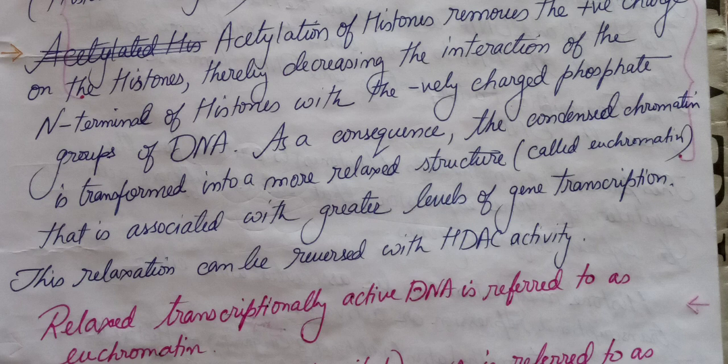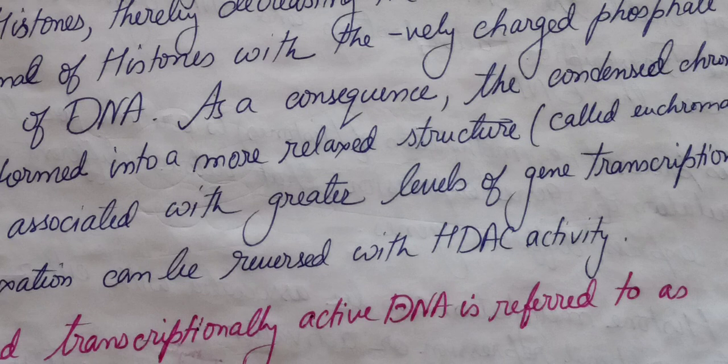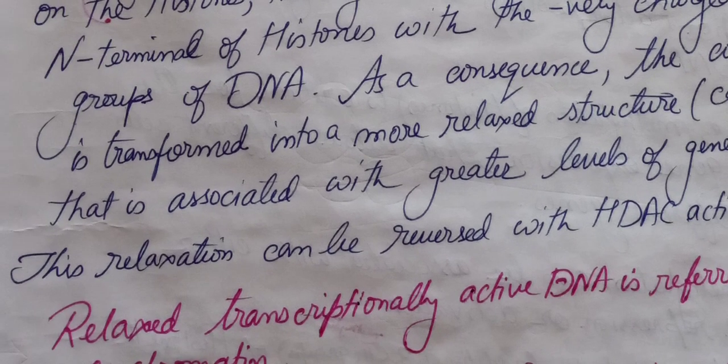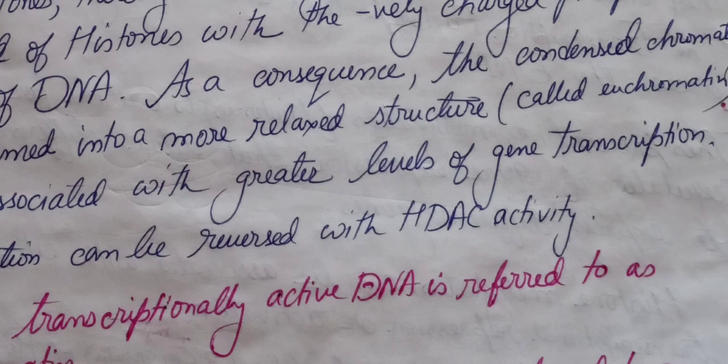And this process can be reversed with the help of histone deacetylase, denoted by HDAC. It is written that this relaxation can be reversed to form condensed chromatin called heterochromatin by HDAC activity. That is, with the help of histone deacetylase, you can convert the euchromatin back into the heterochromatin form.